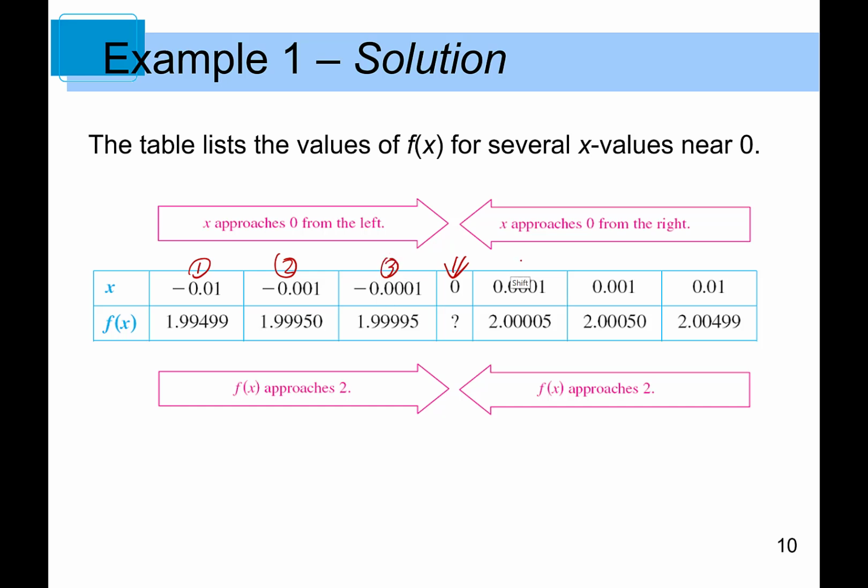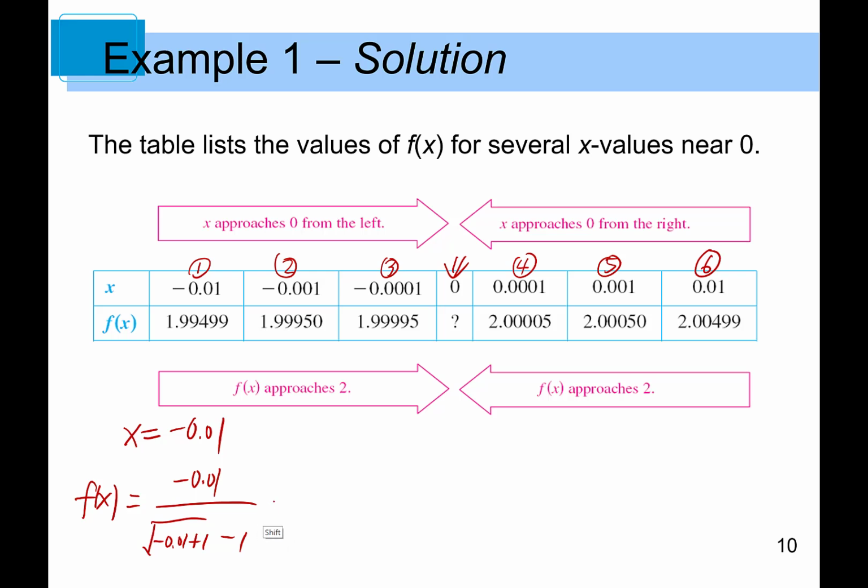So all these numbers are in increasing order. As you can see, in order to find these values, for x equals, let's say, negative 0.01, you just plug into f of x. f of x is going to be equal to x, which is negative 0.01, over square root of negative 0.01 plus 1 minus 1. And the result of this becomes 1.99499. And that's how you find the y values. All these values could be calculated in the same way.